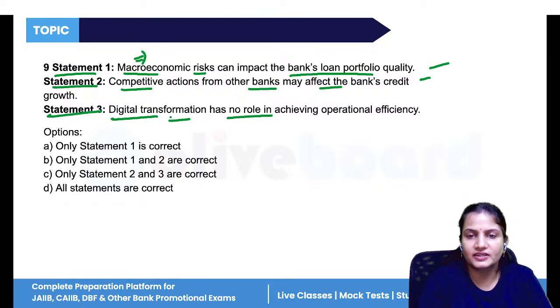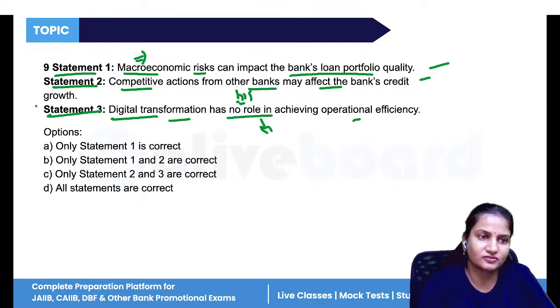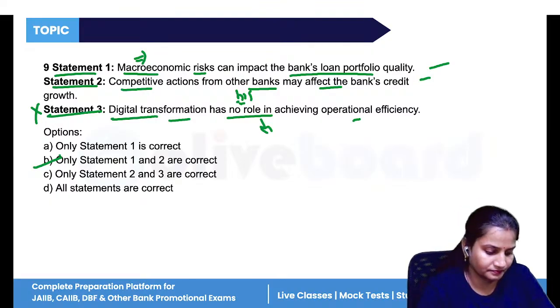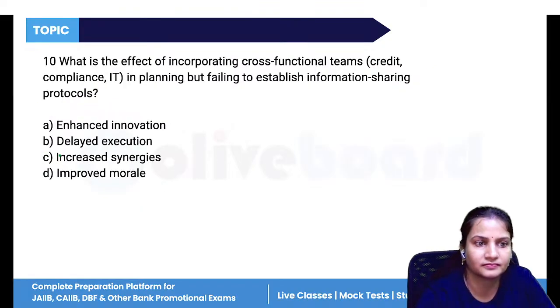Is it so? Digital transformation has a big role in achieving operational efficiency. If I ask you, without computers, without technology, without digitization, can you carry out your banking activities right now? Is it possible? No, it is not possible. So digital transformation has a big role in achieving efficiency. Because of this, this statement is no. So which statements are correct? Two statements are correct, that is one and two. Done. Now, next.